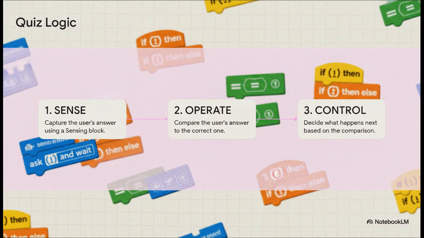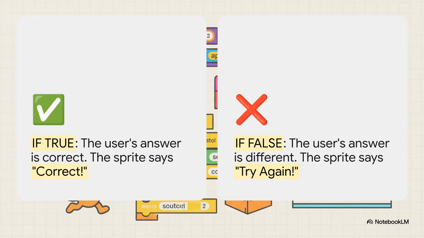So here's the logic for how our quiz will work, using three new types of blocks. First, we use a light blue sensing block to capture the user's answer. Second, a green operator block compares their answer to the correct one. And finally, an orange control block decides what to do based on that comparison. This whole thing is called a conditional statement, a simple if-then-else decision.